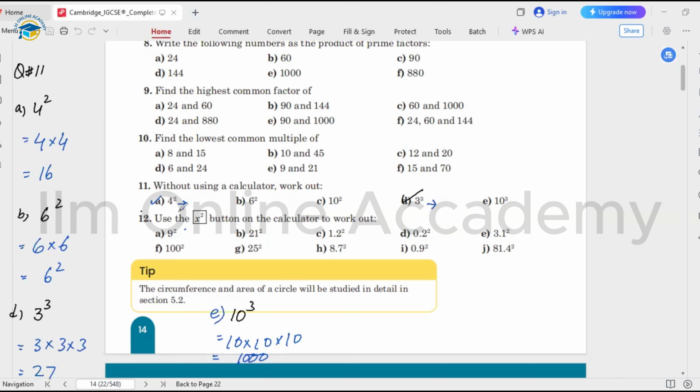Next we need to work using the calculator. They're saying you can use this button and find the answer on the calculator. First of all, you need to write down the number and then press this button. These are basically the steps. First 9, then press this particular button, and whatever power is given, you just put that power and press the equal sign and you will get the answer.